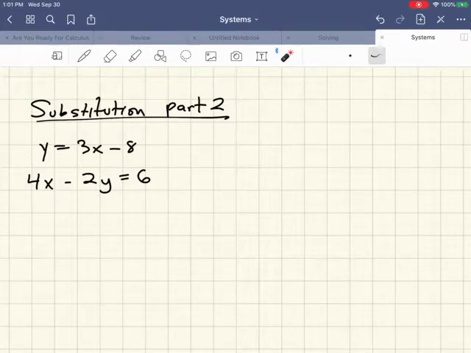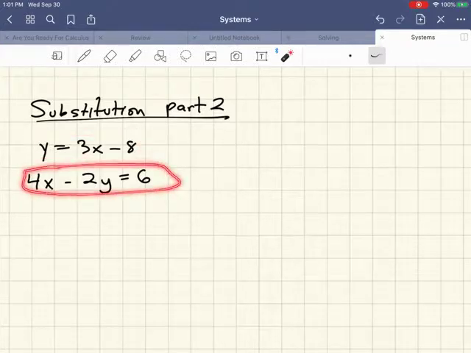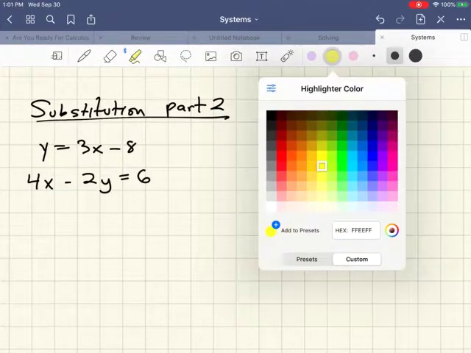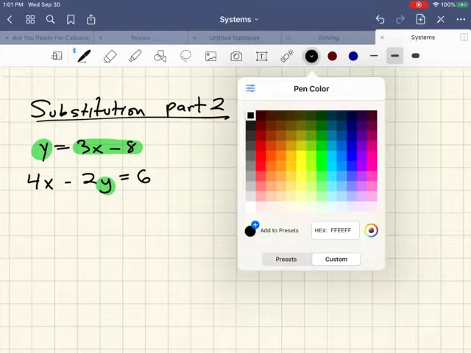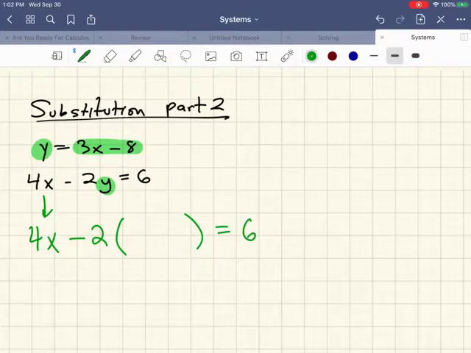Here's a lesson on substitution where you have one equation in slope-intercept form and the other in standard form. Hopefully you know at this point that wherever you have a y equals something, you're allowed to take that and replace it wherever there's a y. So my first step when I rewrite the equation on the bottom is I drop down the 4x, I drop down the minus 2, and then I leave some room for my substitution to occur.